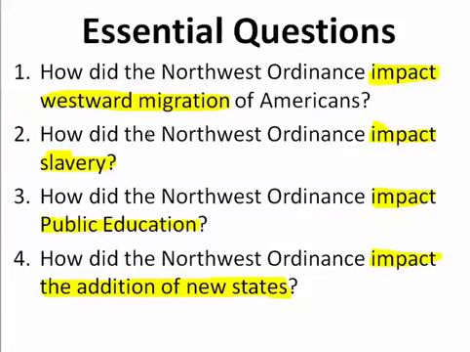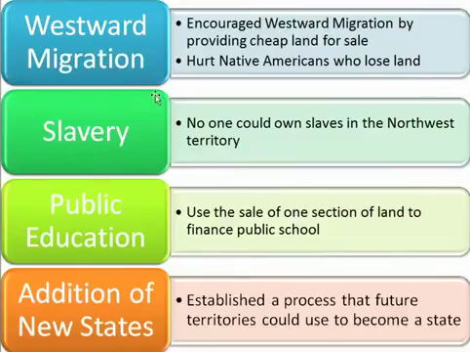So our original questions were, how did the Northwest Ordinance impact westward migration? How did it impact slavery? How did it impact public education? How did it impact the addition of new states? So westward migration is going to be encouraged by providing cheap land for sale. That in turn is going to hurt Native Americans who lose their land. Slavery is going to be outlawed in the Northwest Territory. Public education, one section of land is going to be sold to finance public schools, and it establishes a formal process that future territories could use to become states. And that's the impact of the Northwest Ordinance.